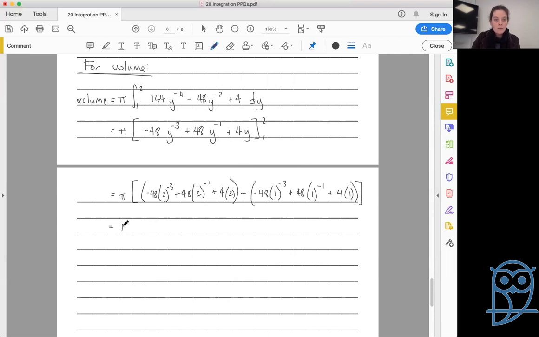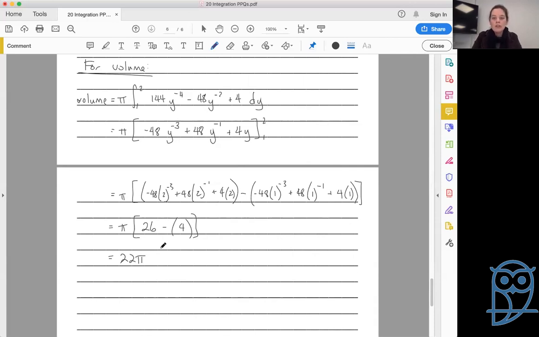So we get equals pi. Leave the square bracket there to remind you of what's going on. Our first bracket goes to 26 minus, and our second bracket goes to 4. So 26 minus 4 is 22. 22 times pi is 22 pi.